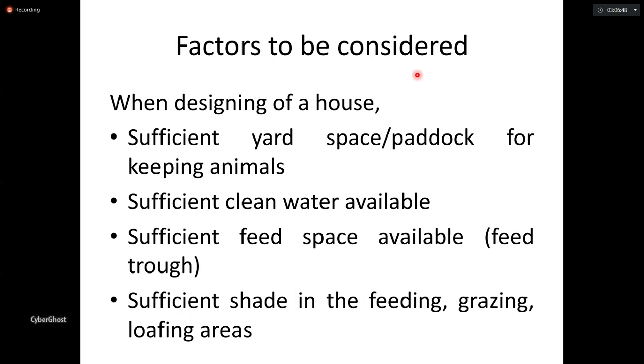So when we design a house, what are the factors that we should consider?